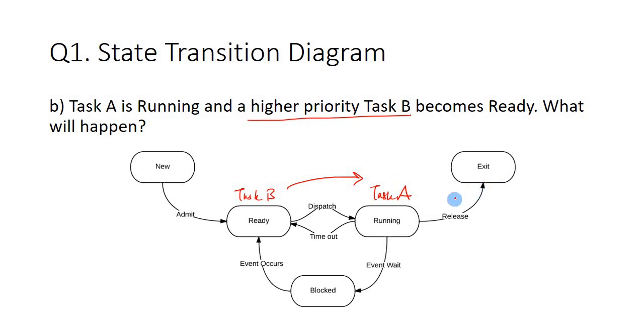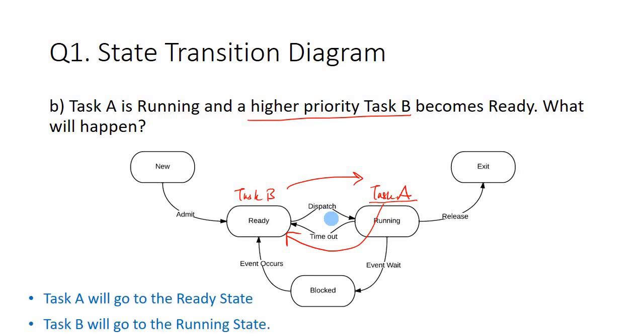The scheduler will do this, and at the same time, since task A was running, that means it had all the resources it needed. But because somebody more important, a higher priority task, came along, it is forced to give up the CPU. So it will transition to the ready state. Task A will go to the ready state while task B will go to the running state.